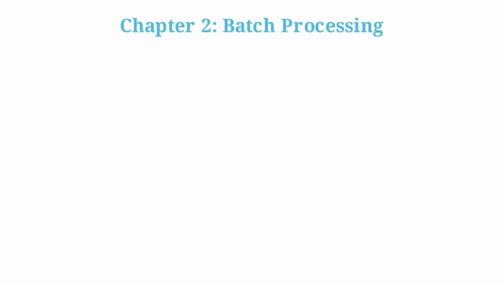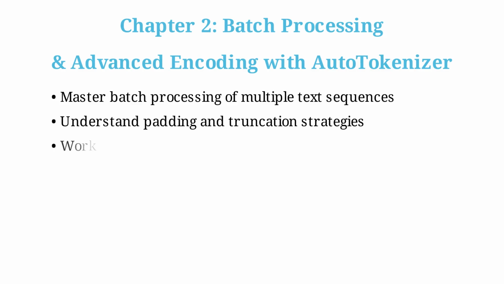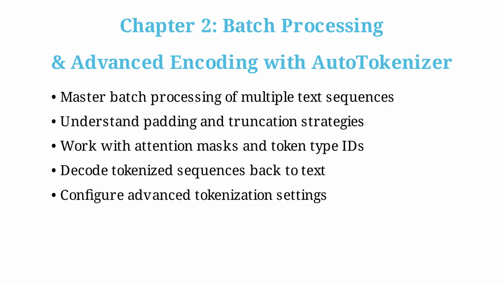Welcome to Chapter 2, where we're diving into batch processing and advanced encoding with the AutoTokenizer. In this chapter, we're going to master how to process multiple text sequences efficiently, understand padding and truncation strategies, work with attention masks and token type IDs, decode tokenized sequences back to text, and configure advanced tokenization settings. These are essential skills for working with transformer models in production.